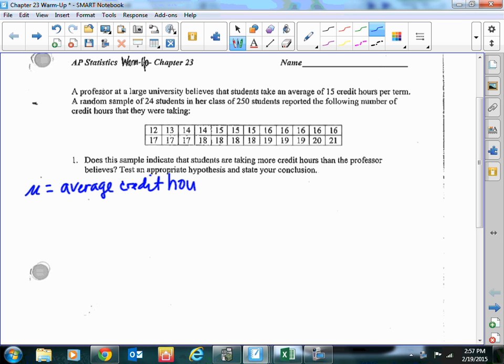So the average credit hours, make sure you use the mu symbol and make sure you start with average credit hours for all of this professor's students. All right, that's the parameter.